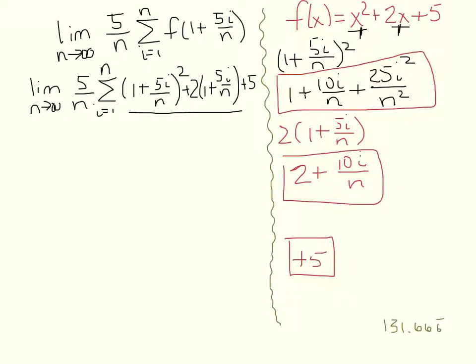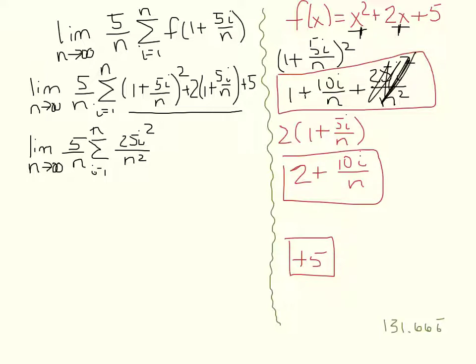So let's do some combining of like terms and rewrite this. So this is the limit as n goes to infinity, 5 over n, the good old summation from 1 to n. And I have a 25i squared over n squared term. That one's gone. I have 10i over n, 10i over n. So I have 20i over n.